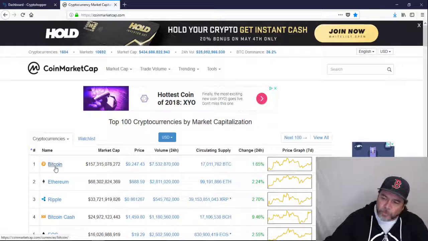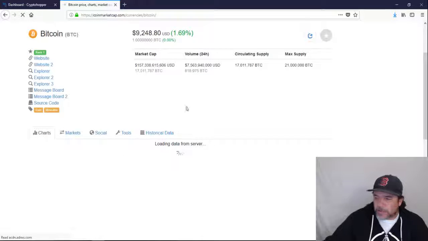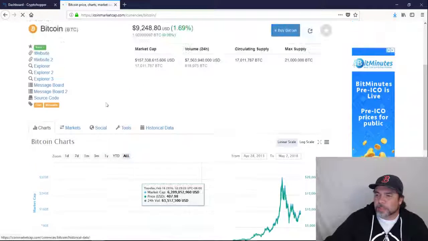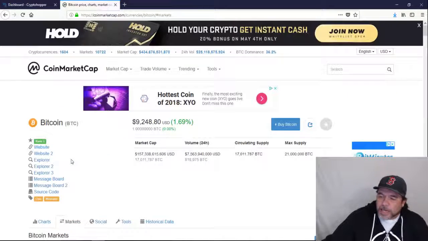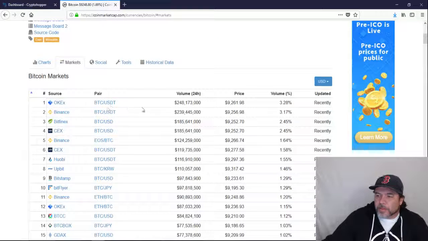If you click on, say, Bitcoin, for example, and go to markets, it opens up here. It'll show you your historical data. But if you go to markets, that will break it down to show you where the pairs are being traded, which exchanges are trading the highest volume.